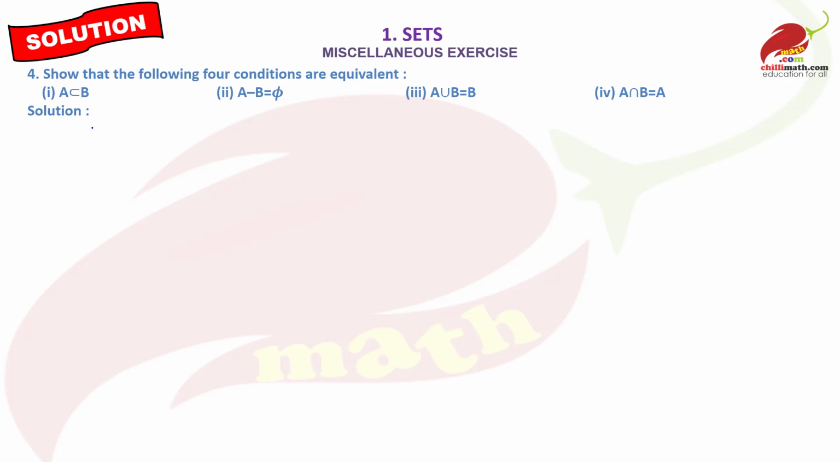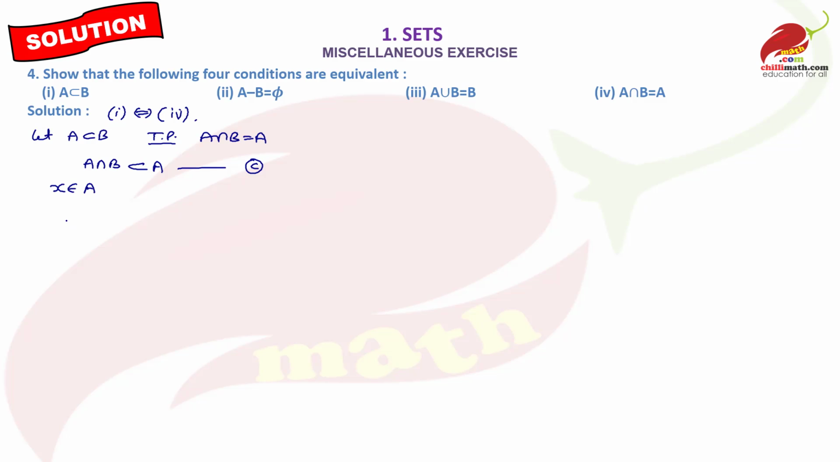Next we need to prove 1 is equivalent to 4. That is, we'll assume A is a subset of B and we'll prove A intersection B is equal to A, which we can prove by, we know that A intersection B is a subset of A. We mark this as equation number C, suppose.